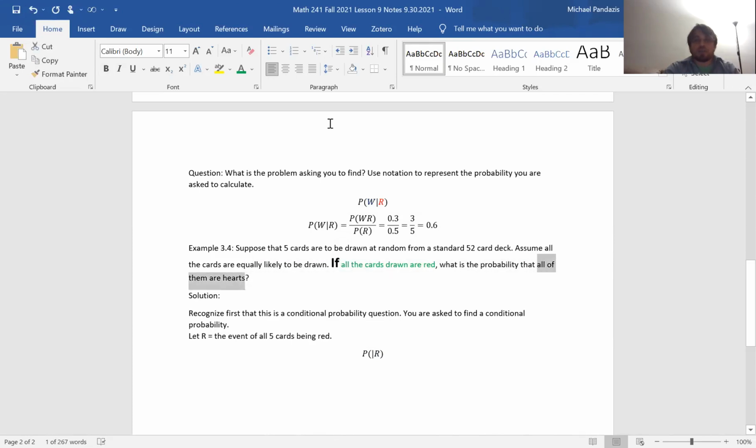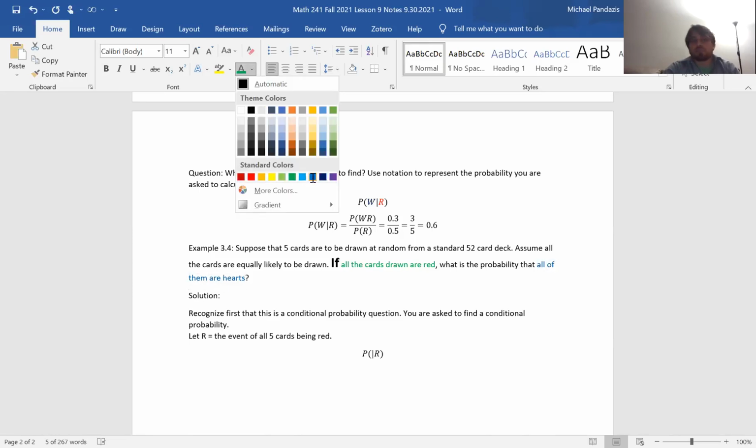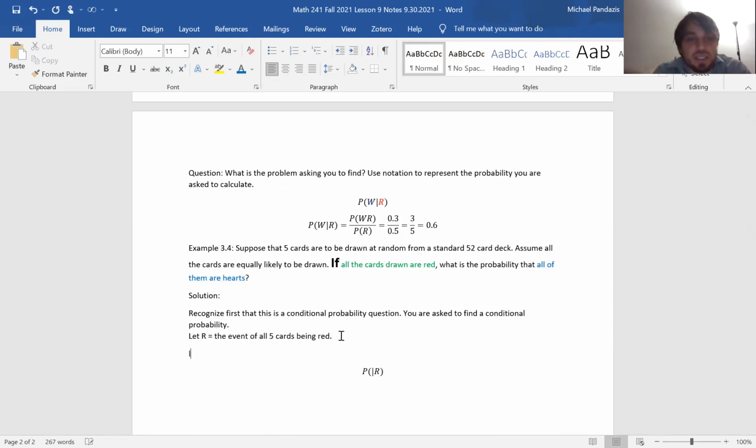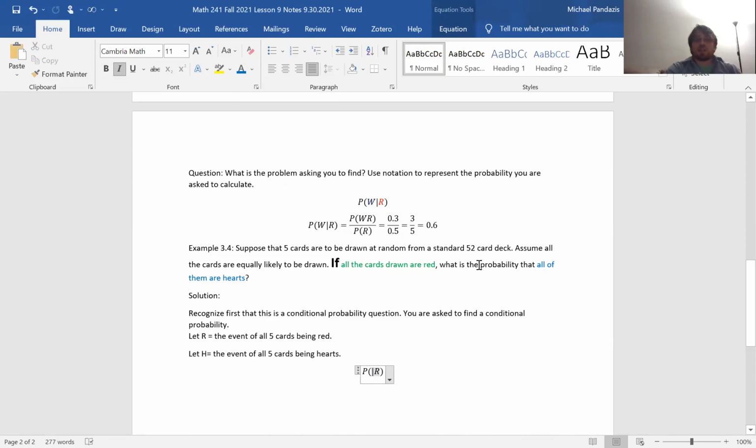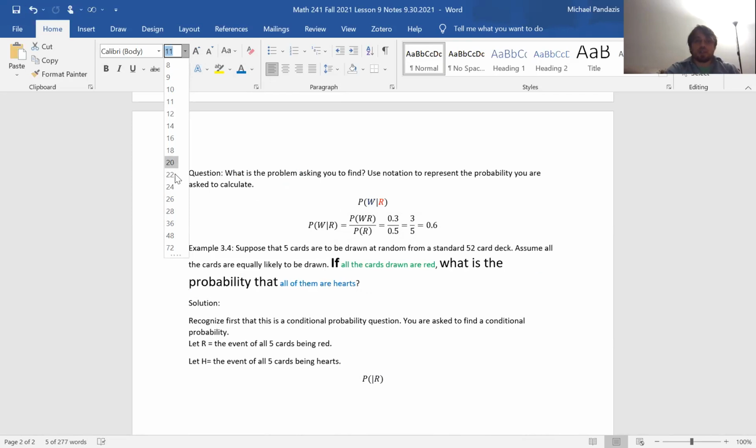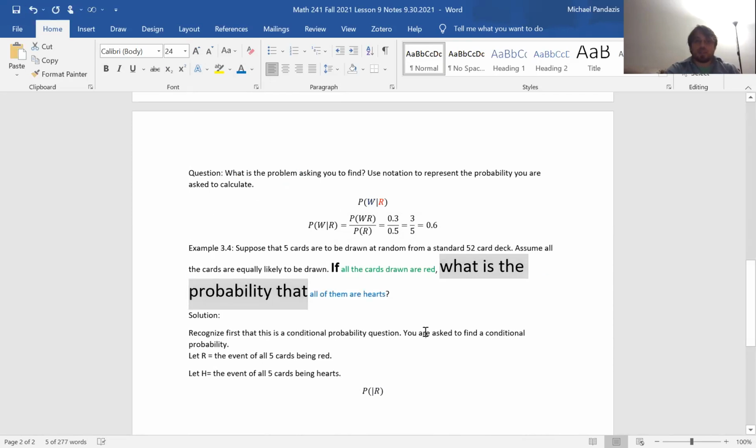And so all of them are hearts. I'm going to call that blue. Okay, and so I'm going to let H equal the event of all 5 cards being hearts. H for hearts, R for red. So the question is saying what is the probability that all of them are hearts? And so the fact that it says what is the probability that, I'm also going to make that in big font.